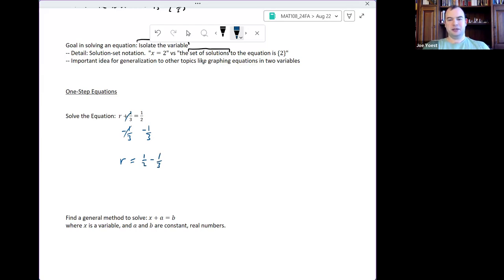At this point, I've isolated the variable. I probably should look at that right-hand side and subtract those two fractions. In this case, 1/2, I know that that's 3/6. And 1/3, I know that that is 2/6. 3/6 minus 2/6 is 1/6.